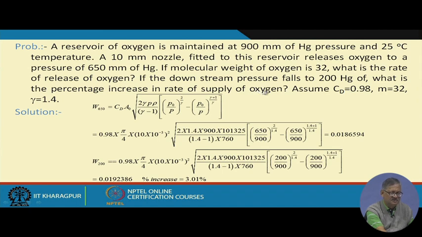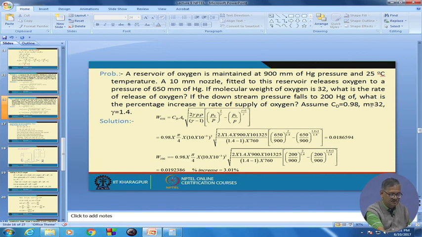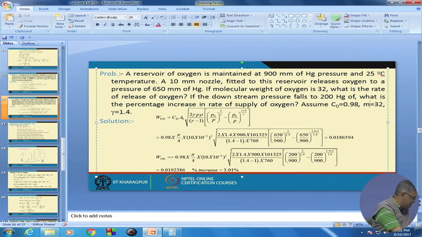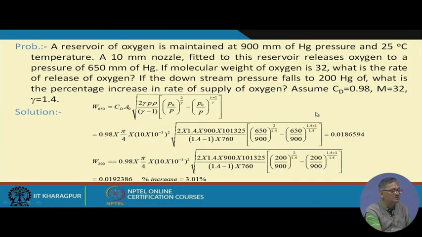You assume CD value to be 0.98. Molecular weight, this I should change because small m is not molecular weight, so it is capital M. So molecular weight of oxygen is 32, and the given heat capacity ratio is 1.4.